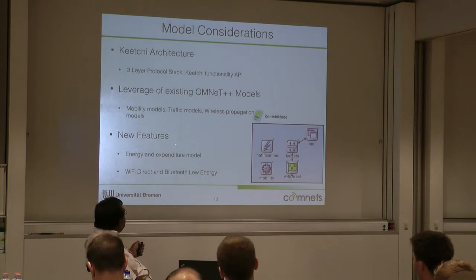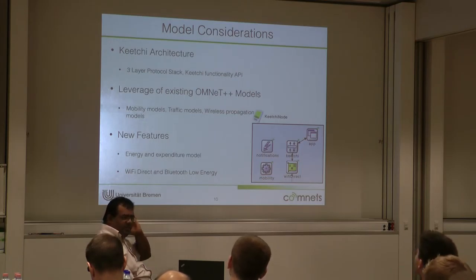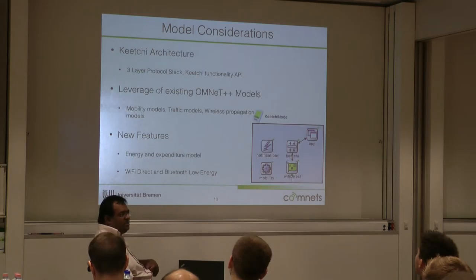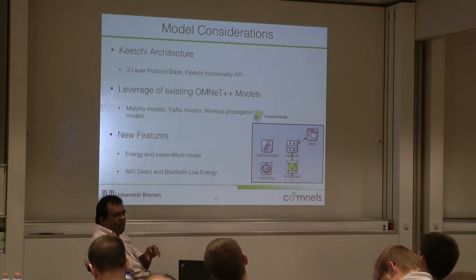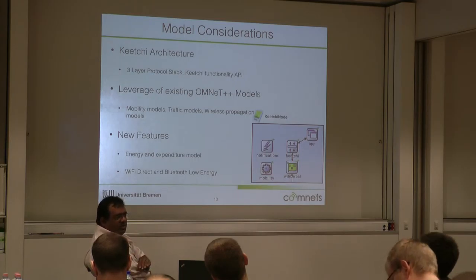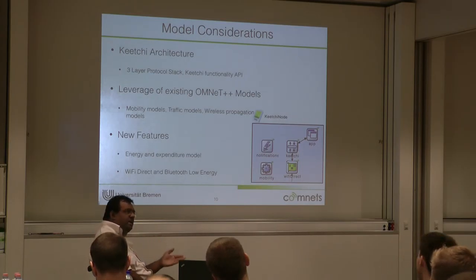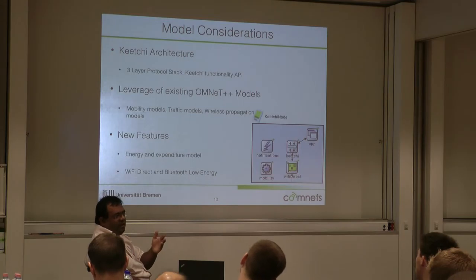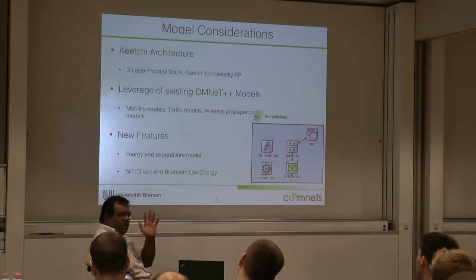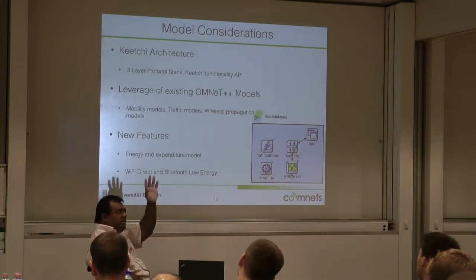And of course, we want to build some new features. The general principle of the Keychi architecture is peer-to-peer communication, and one of the widely available technologies is Wi-Fi Direct. So we have some work being done on building a Wi-Fi Direct module into OMNeT. Of course, there are many issues that have to be resolved. For example, in Wi-Fi Direct you have to authenticate all the time for every message. So we need to see how that scales in this large-scale Keychi environment.